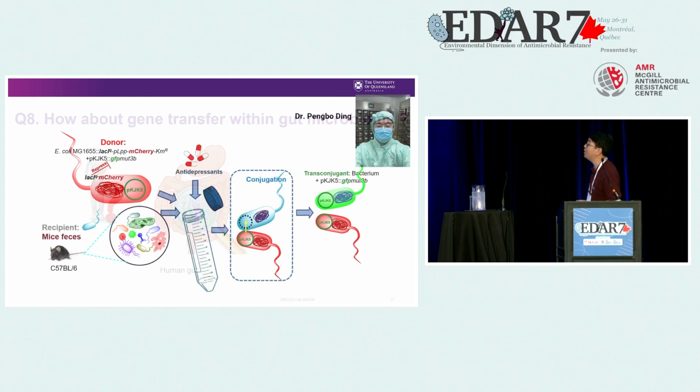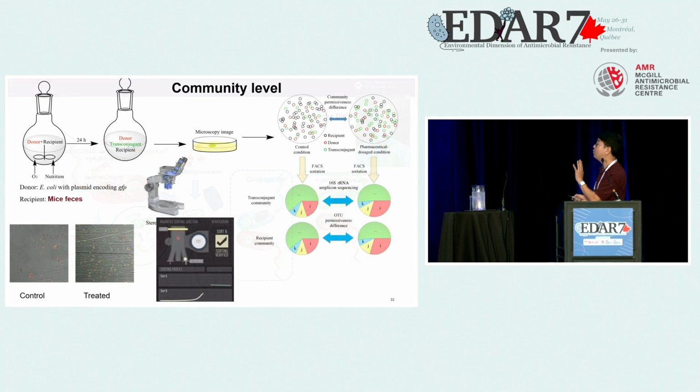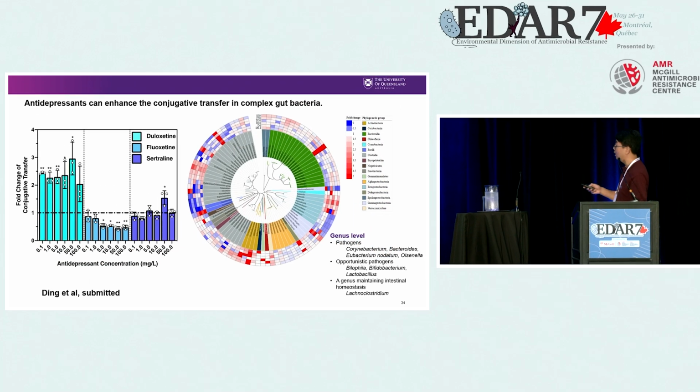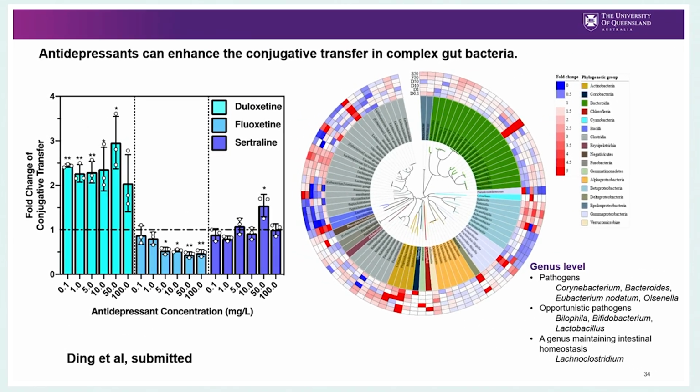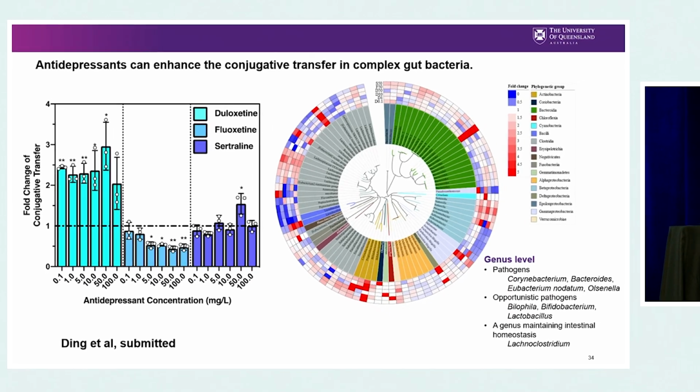That's why we did an animal experiment. We collected fecal samples from mice and mixed that donor with the fecal sample. We did this experiment again using a very similar method, cell sorting plus amplicon sequencing. We can confirm who become transconjugants. So the answer is yes. For this antidepressant drug, it can promote gene transfer in the animal gut. We also did the 16S rRNA sequencing.